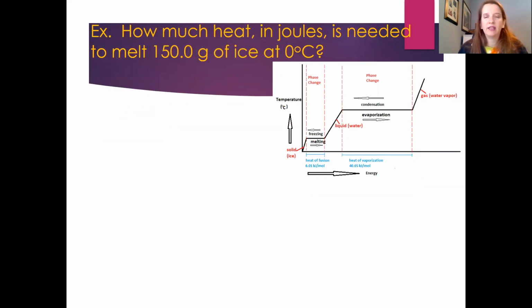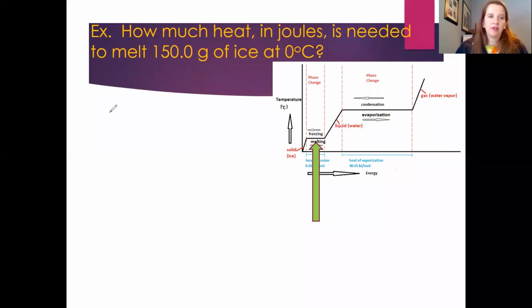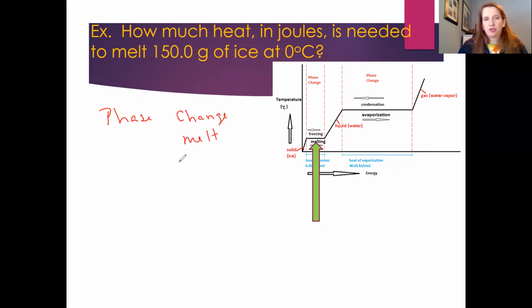Now this one, let's again look at your diagram, make a note of what it's talking about. So it says how much heat in joules is needed to melt 150 grams of ice at 0 degrees. So we're right here, melting ice at 0 degrees. Now on this question, we've got a phase change. How do we know I have phase change? Well, it's talking about melting. All right, is there a temperature change?